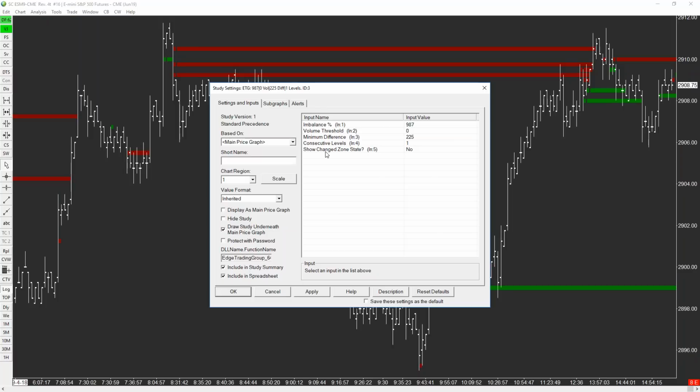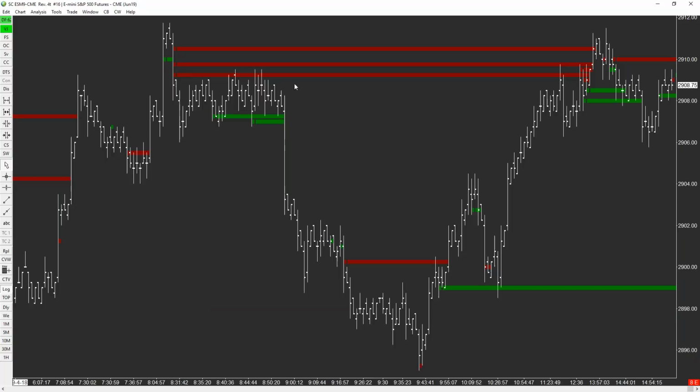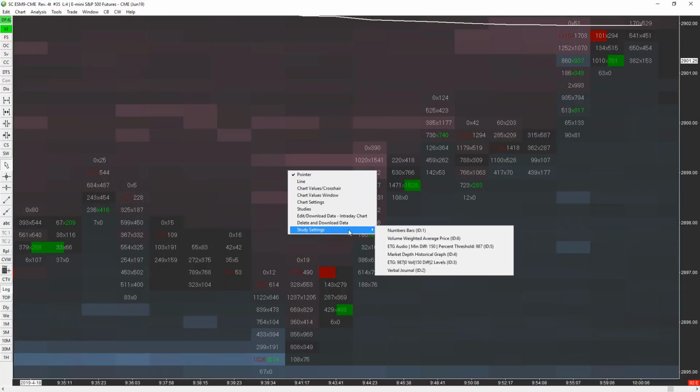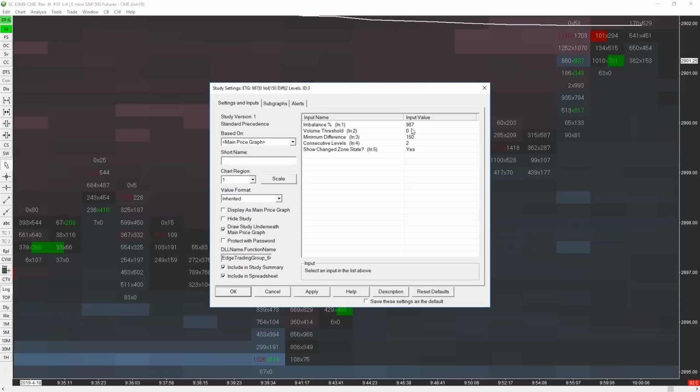I'm not going to get into what that means, but in order to get them not to draw across, because in my other chart I don't want a bunch of lines drawn across, I have consecutive level 1, which means it only has to happen one time to draw the line. For this one, the study setting is a little different because it's 987, only 150. So the volume criteria is a little lighter. But then I put 2 for consecutive levels, which means I'm going to get a lot less drawn.